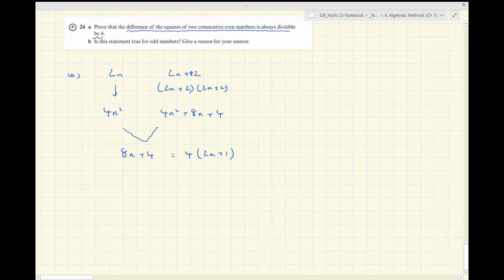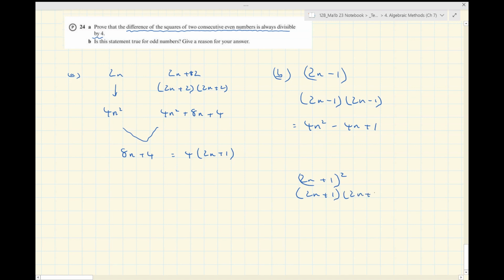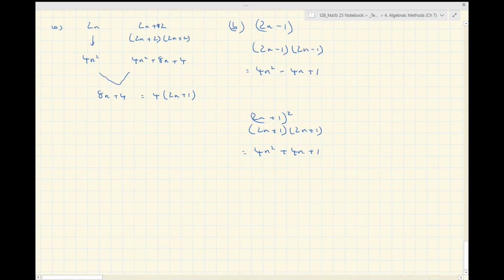Part B, is this statement true for odd numbers? Well, let's have a look. So two consecutive odd numbers. So an odd number could be 2n minus 1, and the next odd number would be 2n plus 1. Let's square both of those, shall we? 2n minus 1 squared would be 4n squared minus 4n plus 1, and 2n plus 1 squared is 2n plus 1 multiplied by 2n plus 1, which is 4n squared plus 4n plus 1. Let's look at the difference of those, shall we?